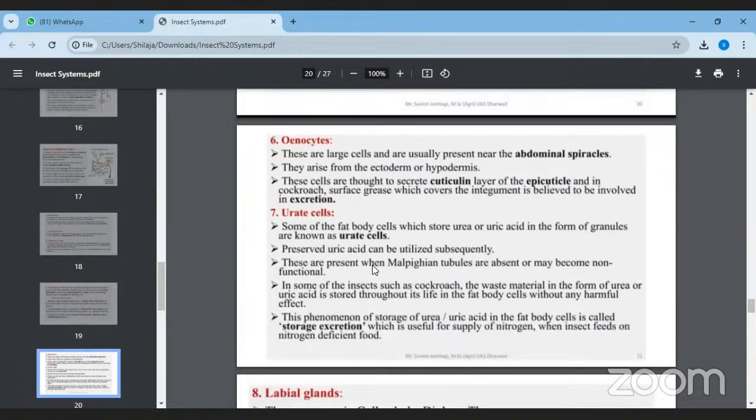Now coming to the urate cells. Some of the fat body cells which store urea or uric acid in the form of granules are known as urate cells. The preserved uric acid can be utilized subsequently, and these are present when the Malpighian tubules are absent or become non-functional in some insects.